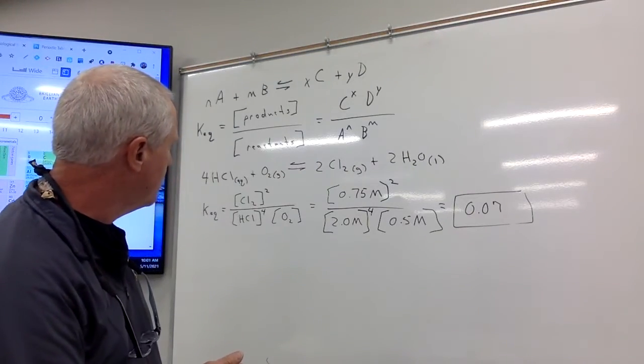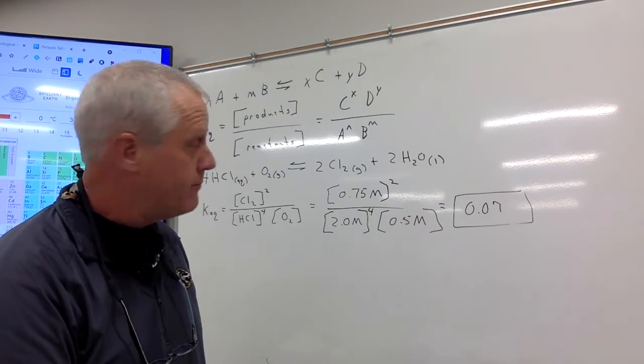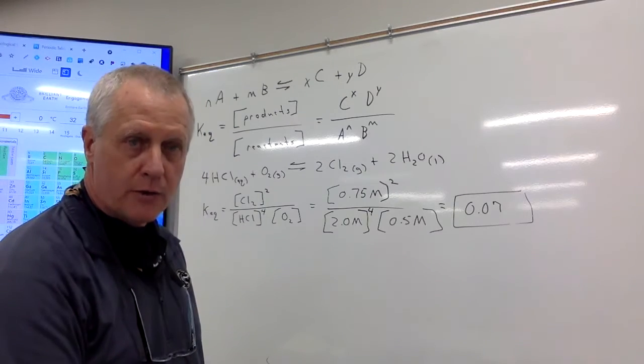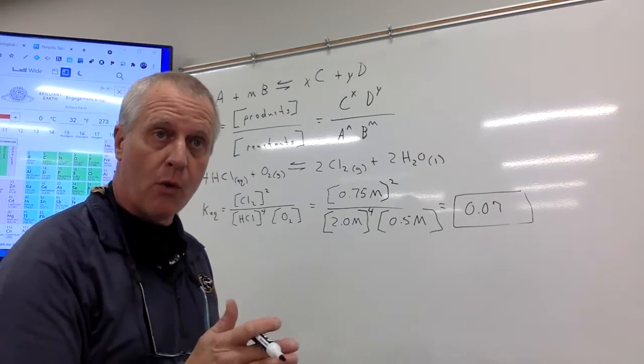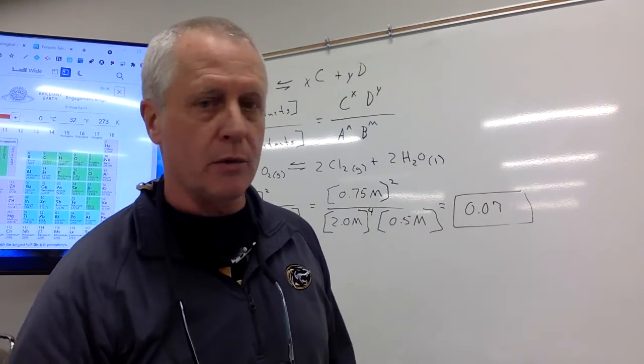So in this case, we have a more concentrated solution on the reactant side and a less concentrated one on the product side. Now, if it had turned out to be 1, if there was a 1-to-1 relationship, then what we would have had would be equal concentration on both sides.